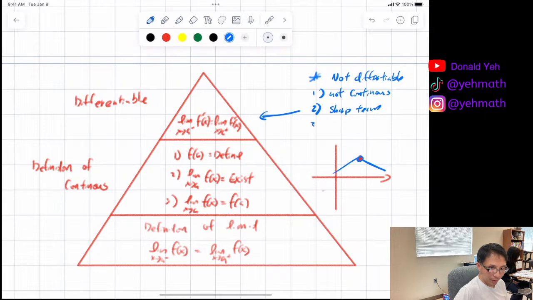But the third one is actually an interesting one because nobody remembers this one. What is the third one? We're not differentiable. Some people call it a cusp, but it's not necessarily a cusp. I think there was a better name for it.